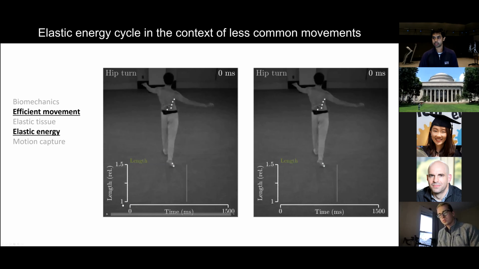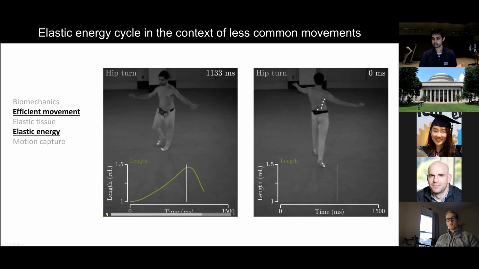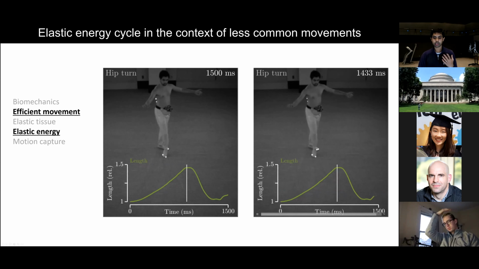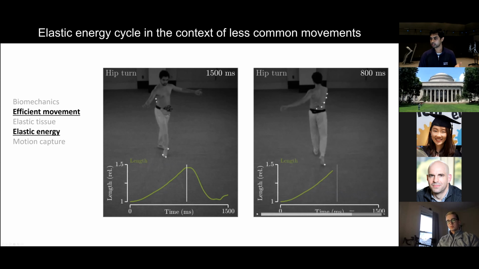So let's use the energy cycle in the context of less common movement. This is a hip turn. It looks something like this. I'm just trying to turn on one leg, and here I'm looking at the length of the lat as I turn. I don't think about the length of my lat every time I turn. Obviously, all of this happens unconsciously. But if I look at it and analyze it later, then I notice that I stretch first, and then I turn.